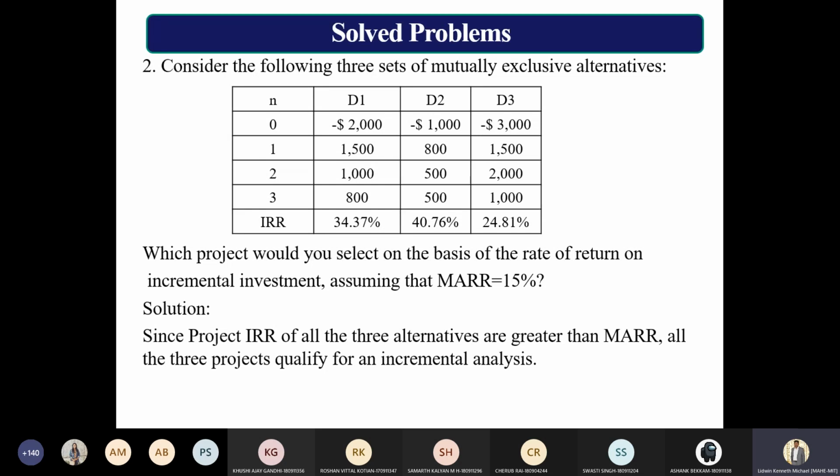No, because it doesn't qualify. Suppose you consider it, then there are all possibilities that you'll be losing marks, right? So please don't consider that particular alternative, the alternative which is less than MARR of 15%. Please don't consider it for the incremental analysis.